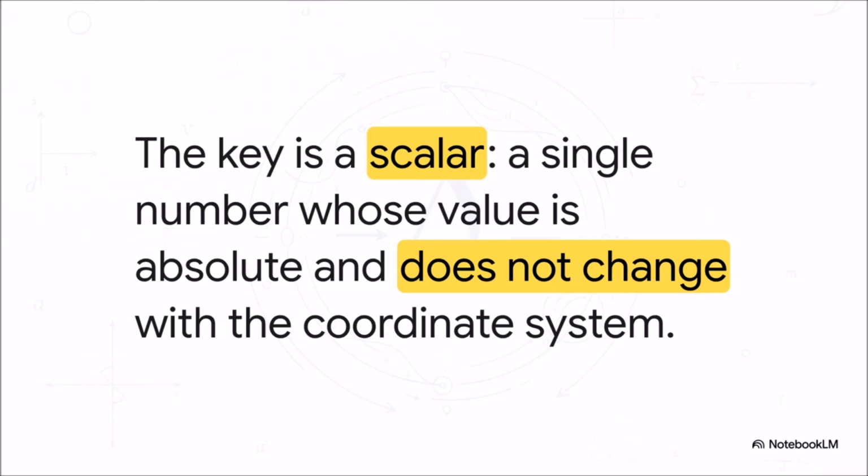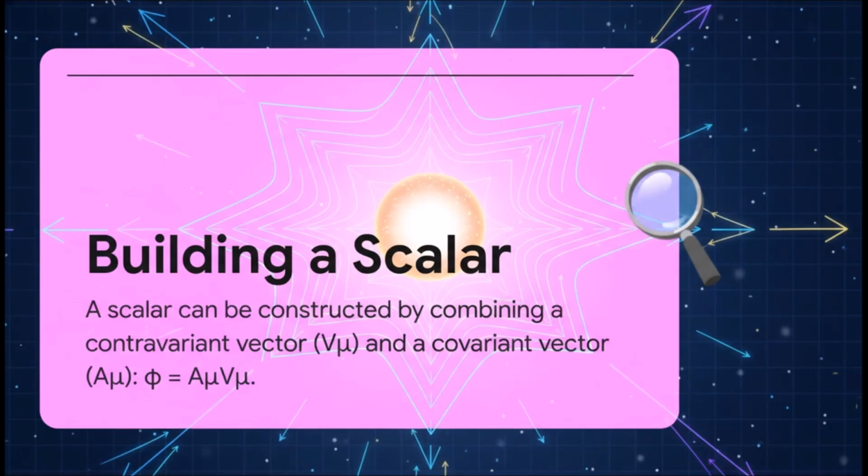The temperature in this room is what it is, right? It doesn't matter if you measure it in Celsius or Fahrenheit or Kelvin, your coordinate system is irrelevant. The number is real, it's absolute. And here's the crucial trick. You can actually build one of these rock-solid absolute scalars by combining our two different flavors of vectors, one contravariant and one covariant, in this very specific way. When you do that, the result is a value that will be the same for every single observer in every single coordinate system. This is our anchor to reality.